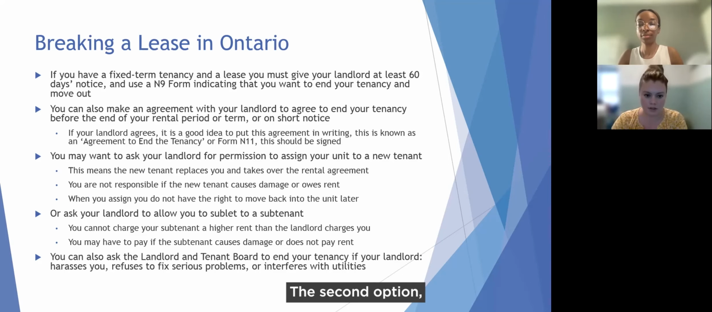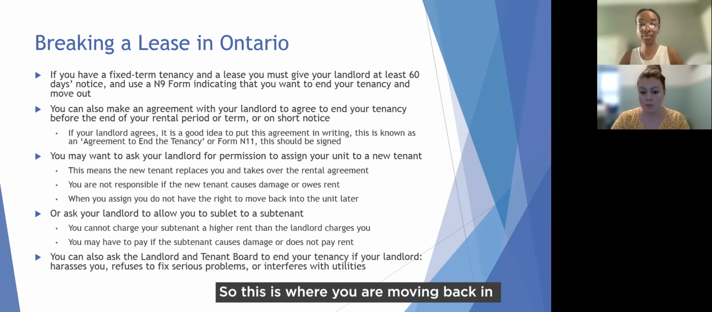The second option that some folks use as well is to sublet their apartment, or sublet their unit, sublet their room, or whatever the case may be. There's a couple rules with this as well. So this is where you are moving back in after the sublet period is over. You can't charge the subtenant a higher rent than the landlord charges you. So essentially you can't profit off of it.